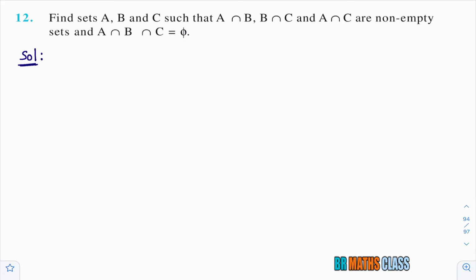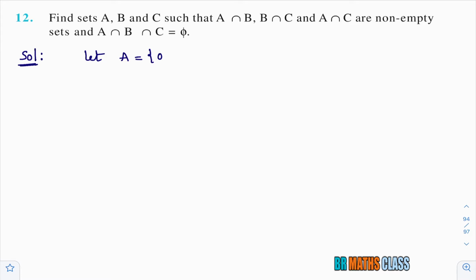Here they are asking us to find three sets A, B, C such that A intersection B, B intersection C, A intersection C are non-empty sets. That means not empty sets. At the same time, when we do the intersection of all three sets, we must get the empty set. Let's find out some examples. Actually, I am just finding these randomly. You may find some other different sets also.